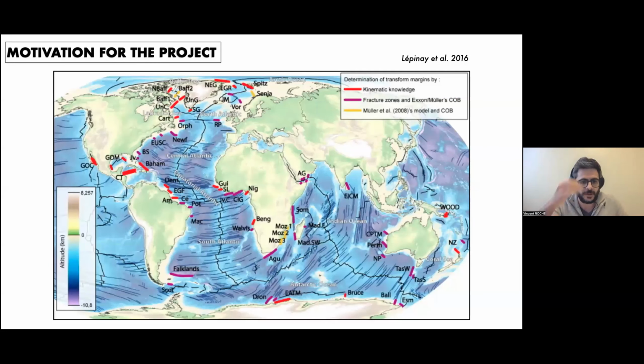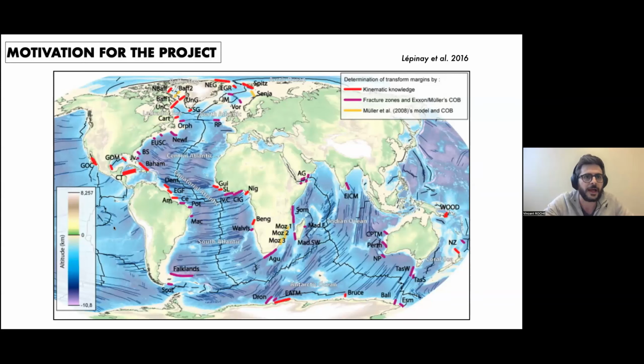So first, I would like to use this map that shows the recent compilation of transform margins made by Lepine and co-workers. As you can see, the position of the transform margins is mainly based on kinematic reconstruction. This implies that transform margins were relatively poorly studied in comparison with rifted margins.